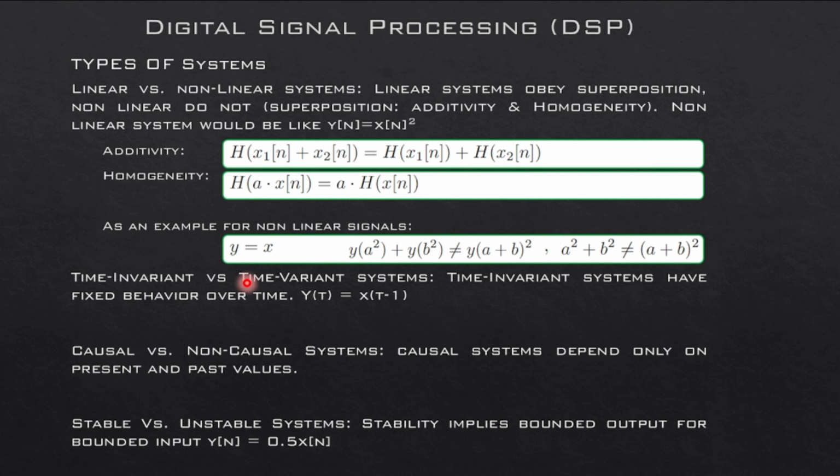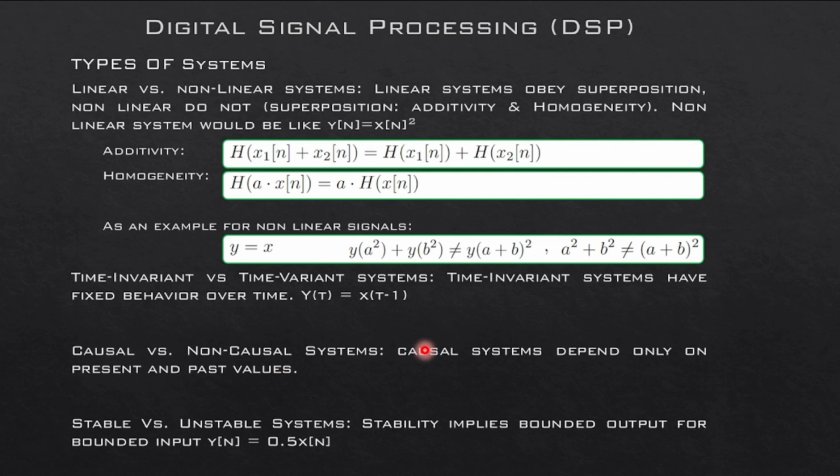Time invariant versus time variant systems. Time invariant systems have fixed behavior over time. So y(t) is equal to x(t minus 1). That's invariant. They have the same behavior; they don't change. But time variant systems do not have that characteristic. They change over time. Also, causal versus non-causal systems. Causal systems depend only on the present and past values. Non-causal systems do not. In other words, how do we determine if a system is causal or not?